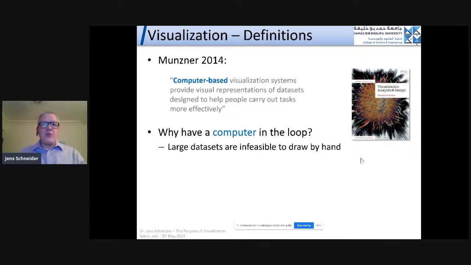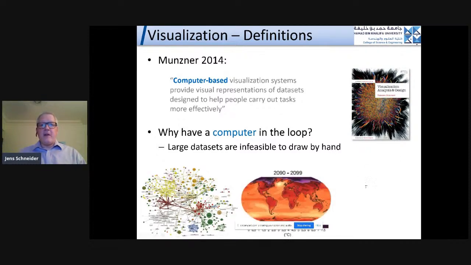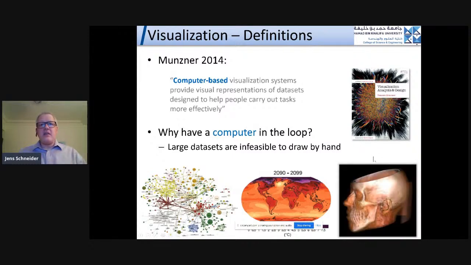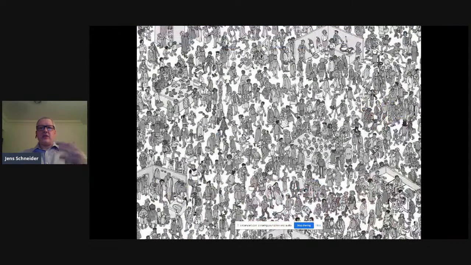Why do we have a computer? Well, try doing this by hand and then realizing halfway through that one of the circles, the data has changed over time and you should draw it a little bigger. Same here, so it's just too tedious and completely infeasible to do it by hand. And the computer can do it fast, so you can manipulate the data and use interactivity.